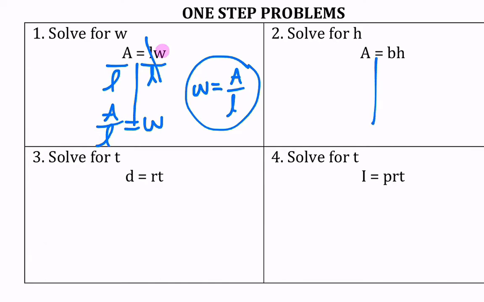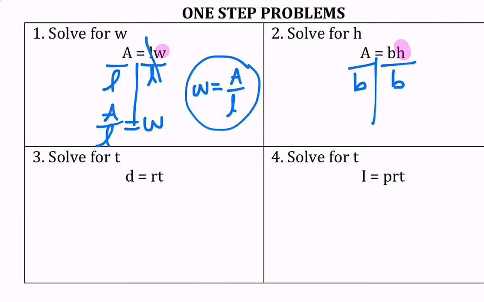Okay, problem number 2 wants us to solve for h. So I look on the side that has the h. I know I need to get rid of that variable b. b and h are touching, which means multiply, so the opposite is divide. And I'm going to divide by that variable I do not want. What I do on one side, I do on the other.